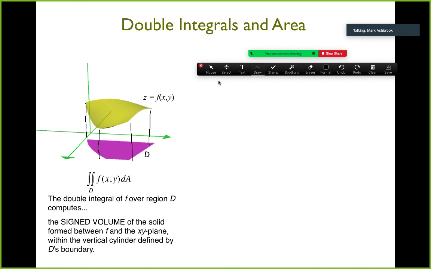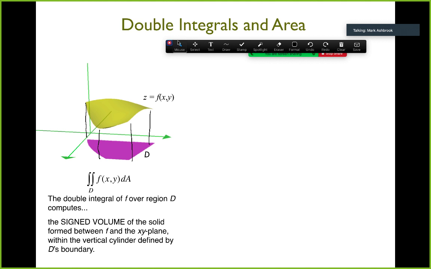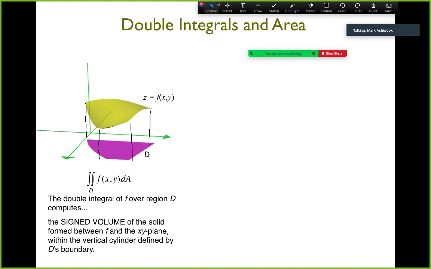So that's what we get. We want to talk about how we can do something different with this. But in general, a double integral gives us net volume, difference of volumes. All the volume above the xy plane minus all the volume below the xy plane.